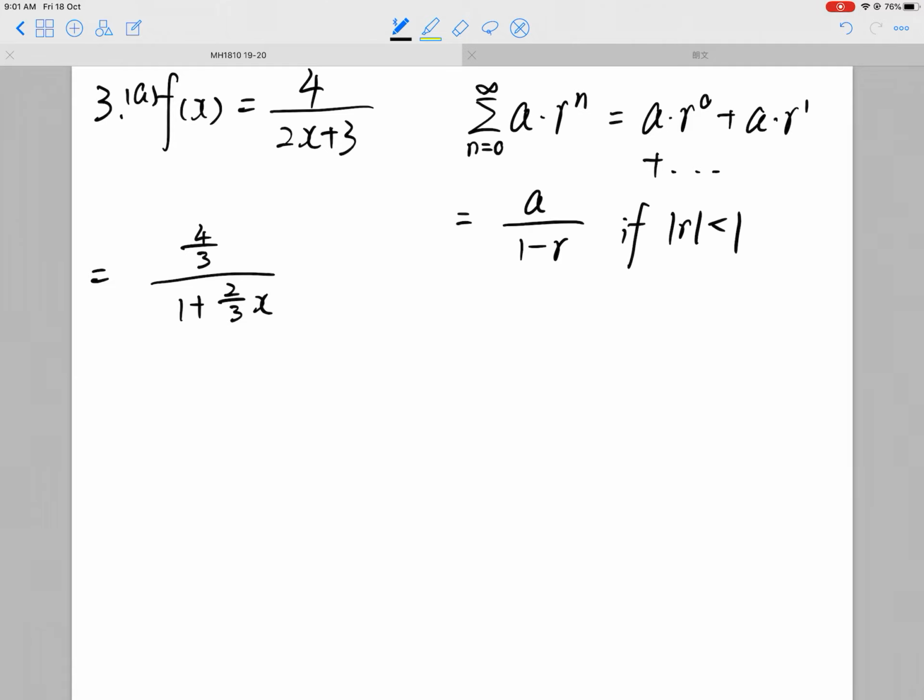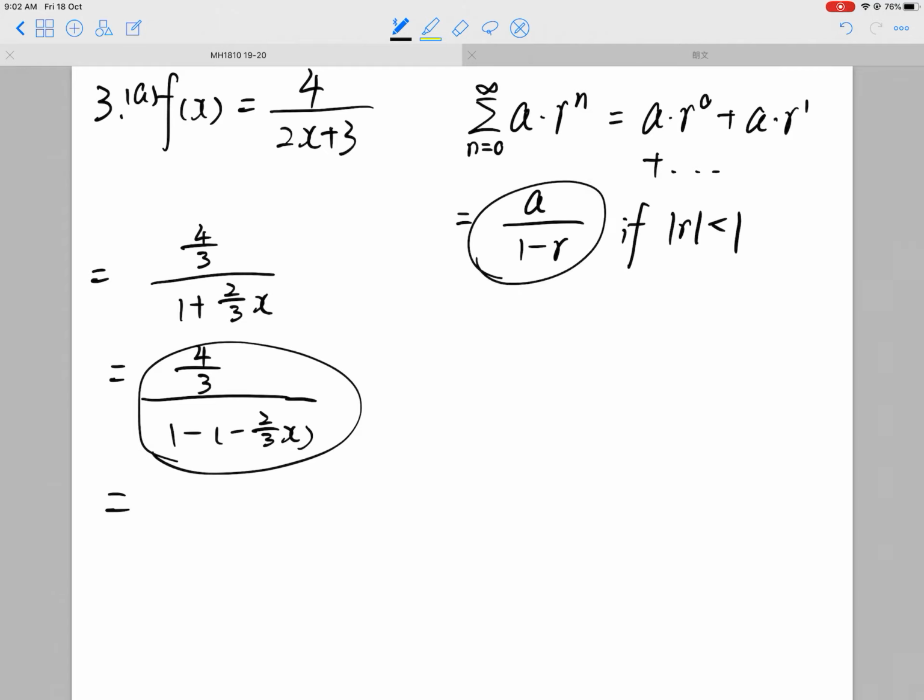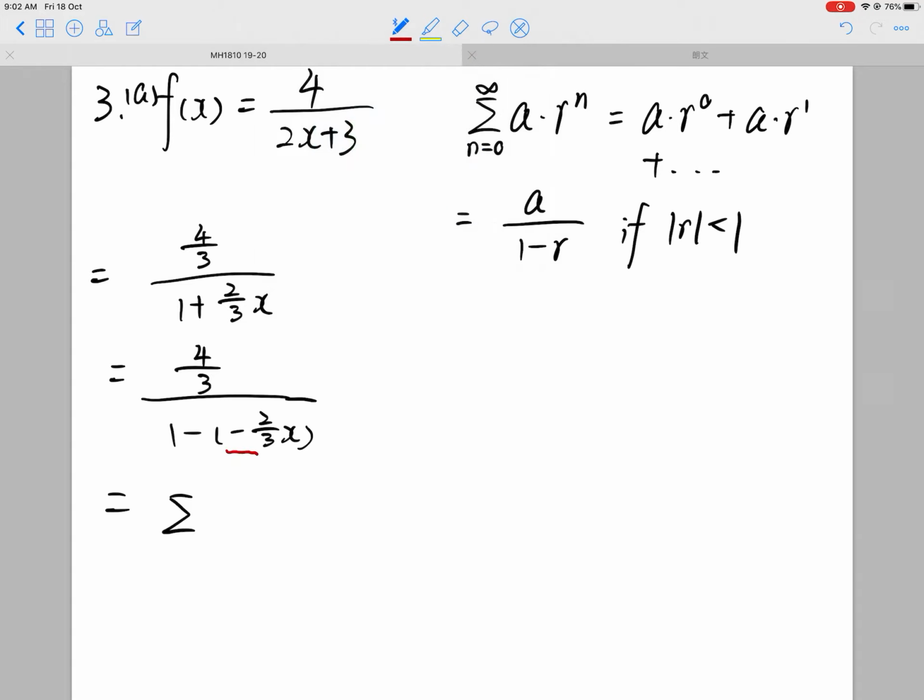Now this is my 1, and this is my a. I want my r. The only thing I want is this part to be minus something. So it's 4 over 3 over 1 minus negative 2 over 3 x. Then you can see this is the same as this, so it is a power series. Now which part is r? This part is r, and this part is your a.